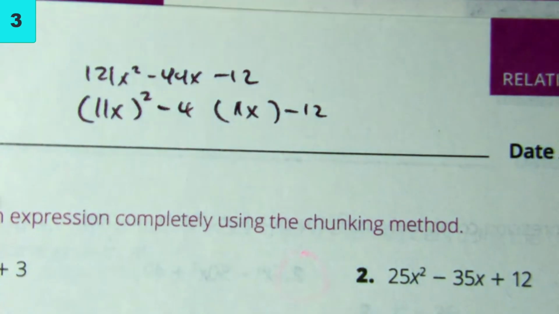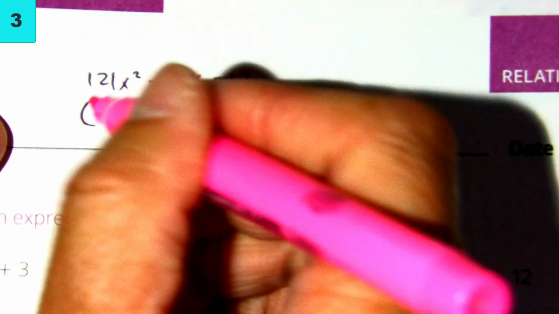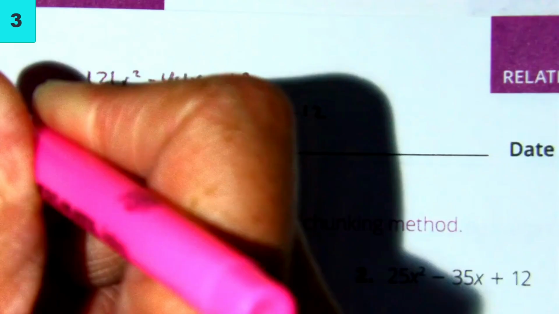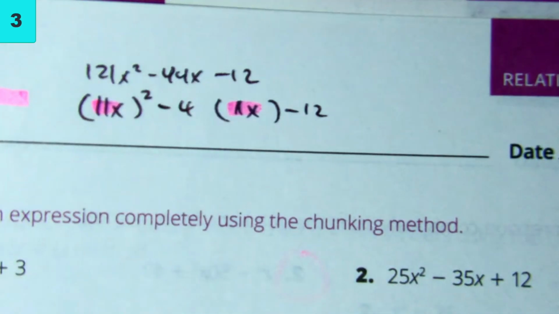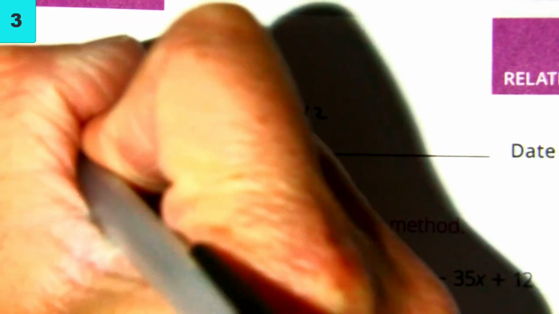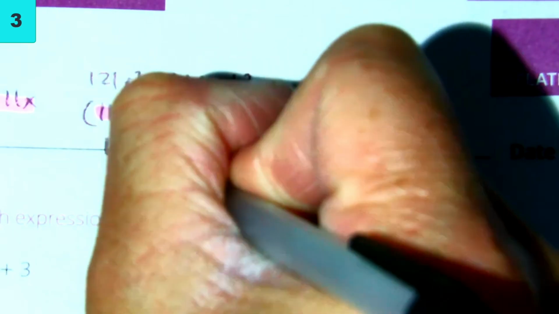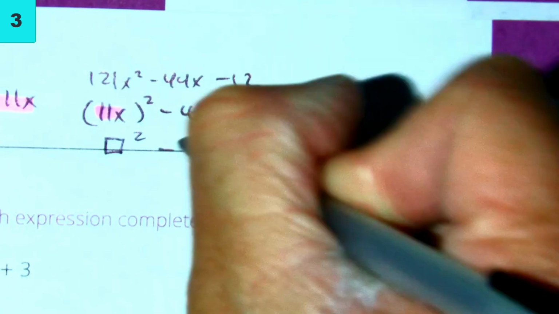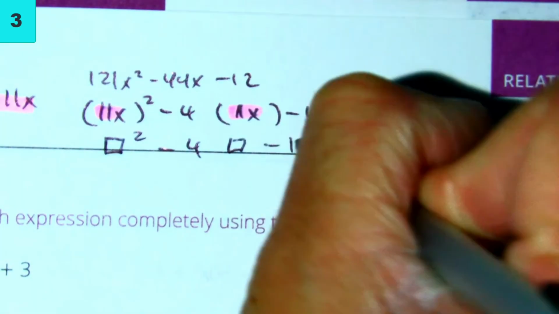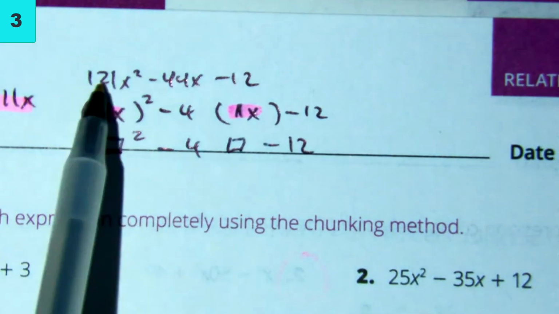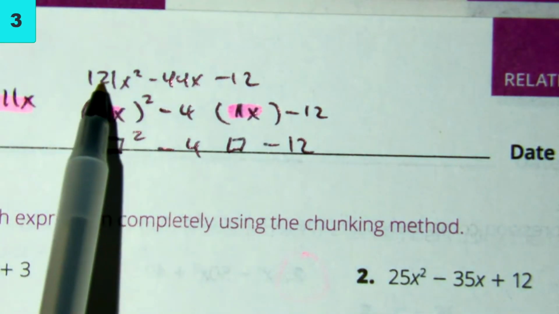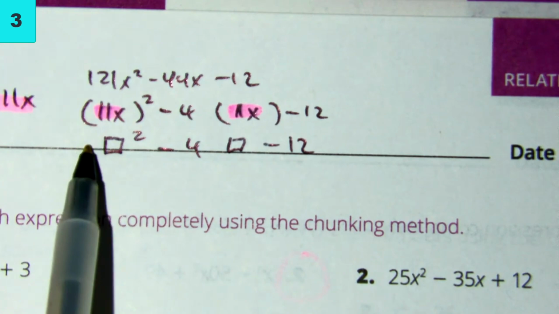Here's my substitution. Pink box equals 11x. So now I have the box squared minus 4 times the box minus 12. The chunking method, what it's done is instead of using an a value that's really big, you've basically made your a value what number now? 1.